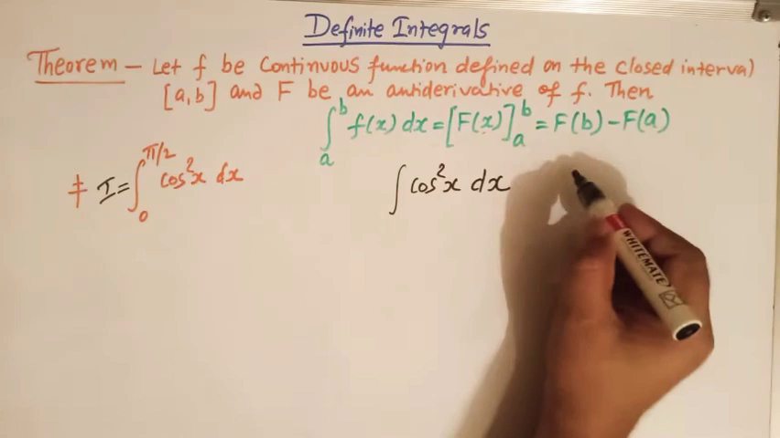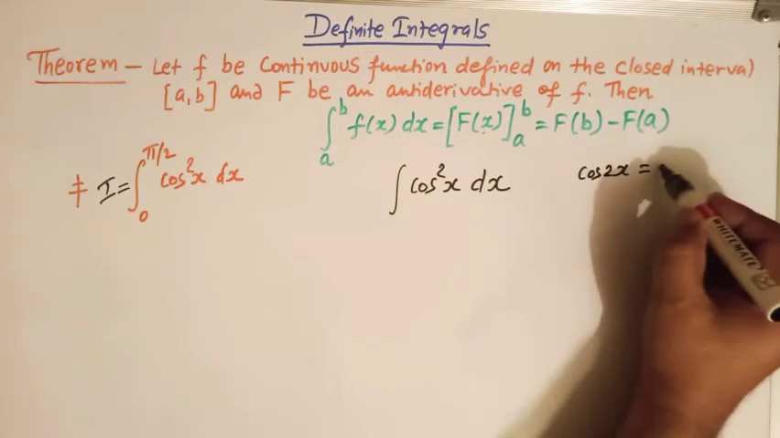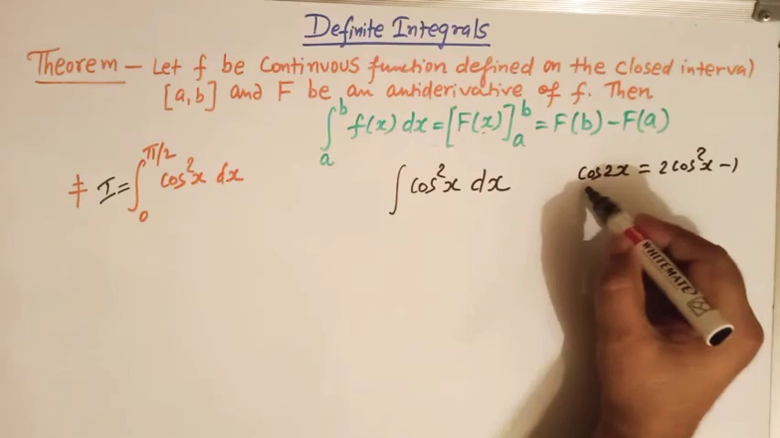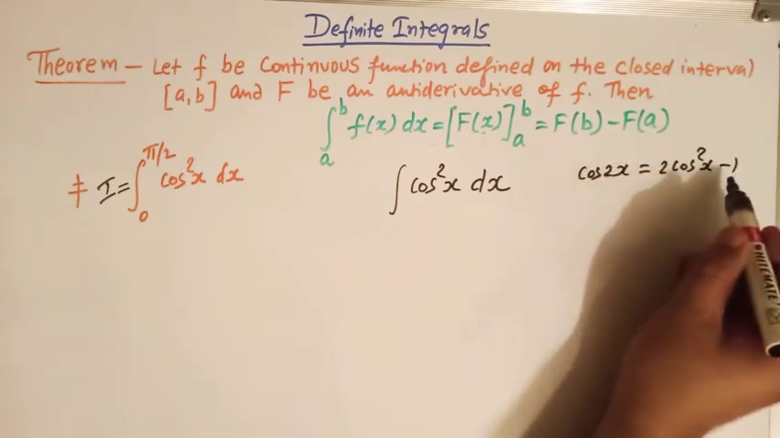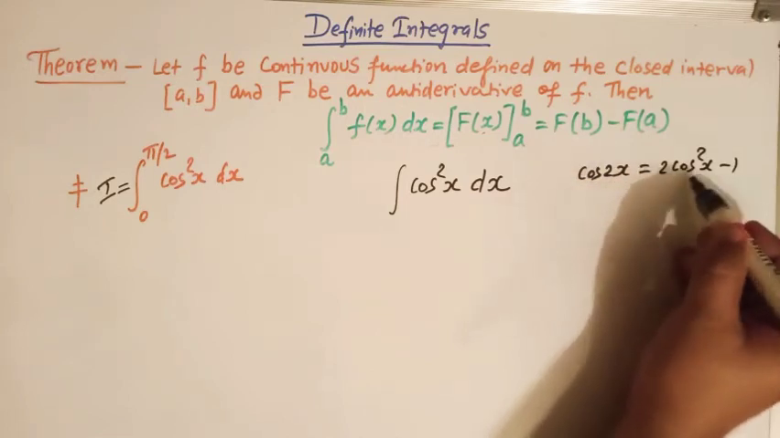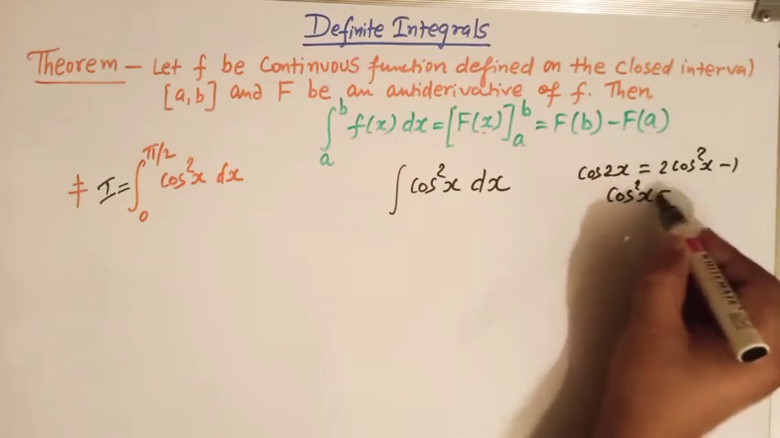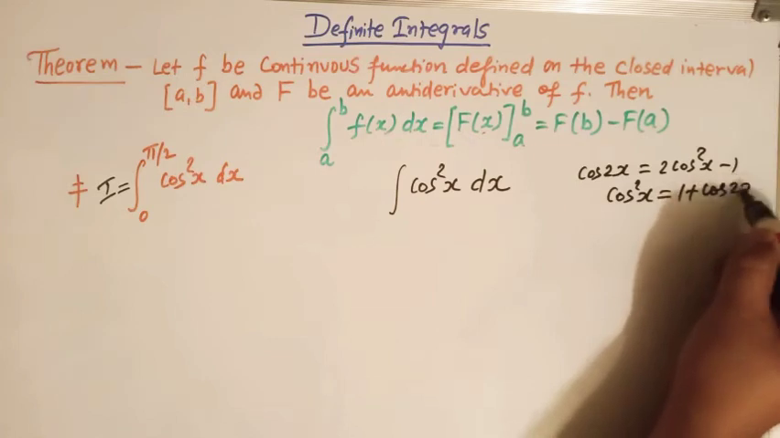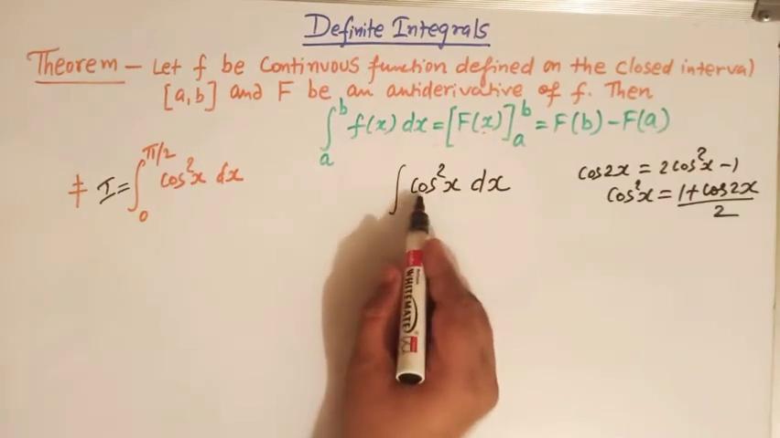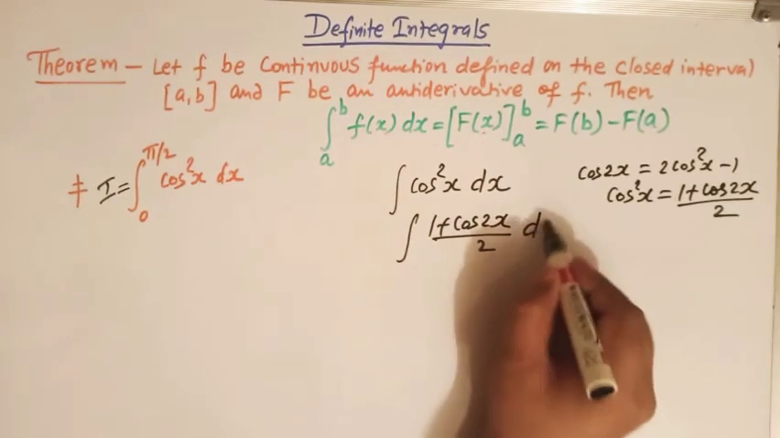Now we know that cos 2x is equal to 2 cos square x minus 1. So this is the trigonometric identity for double angle. For cosine of 2x is equal to 2 cos square x minus 1. So we have cos square x can be written as 1 plus cos 2x divided by 2. So we substitute this value here. So we have 1 plus cos 2x divided by 2 dx.